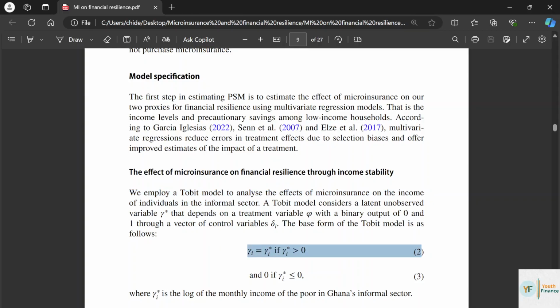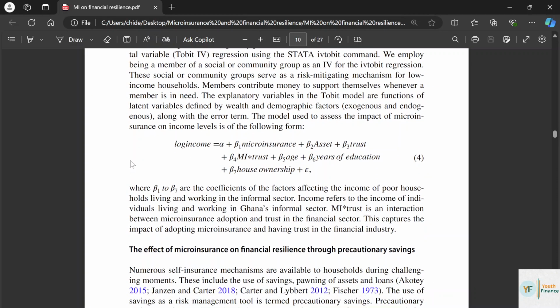And we have our equation 2 here, then equation 3 here, with equation 4 being our main equation, where we can find the dependent variable, which is the log income, and then the independent variables are here. We have microinsurance adoption, trust, microinsurance times trust, which is the interaction between the microinsurance adoption and the trust in the financial sector. Then we also have the age, the years of education, and the household ownership. So this is just the error term, and this is our constant.